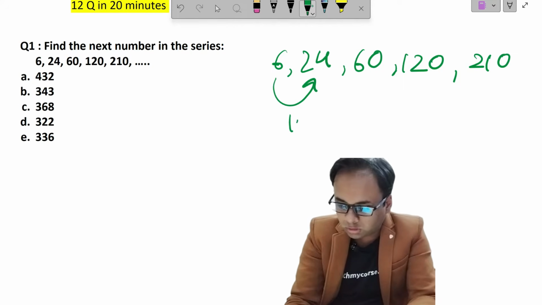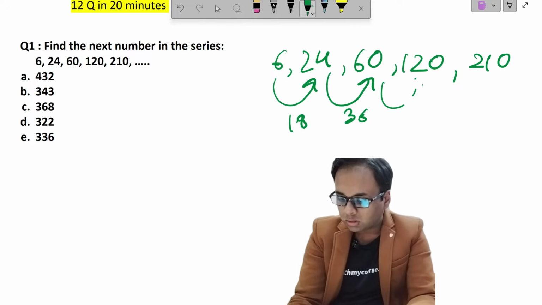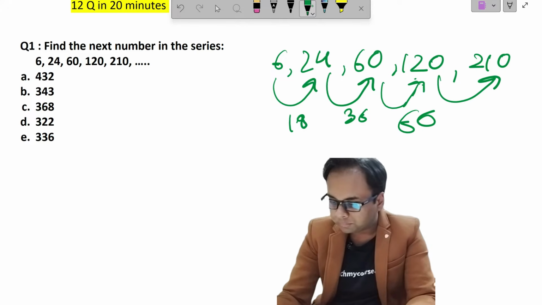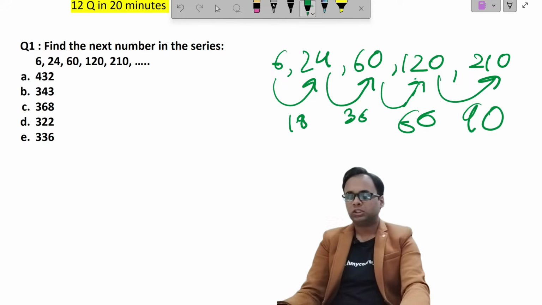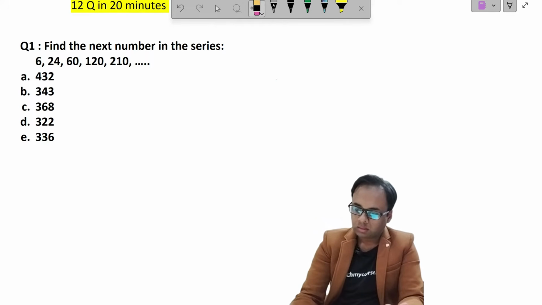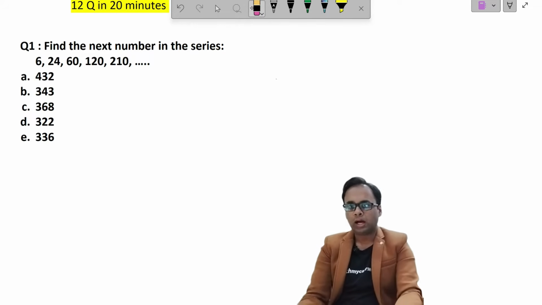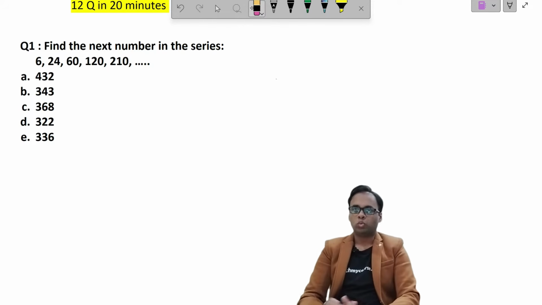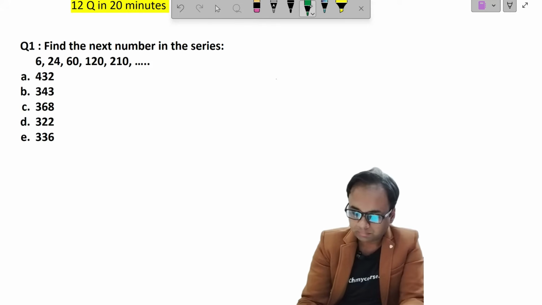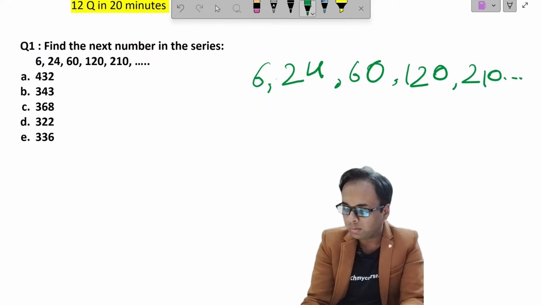If you see, the difference between 6 and 24 is 18. The difference between the next two is 36. The difference between these two is 60. The difference between these two is 90. I don't see any sort of pattern in this, so this cannot be the addition series. Now is it some sort of square series? I mean, are they following squares of some numbers? The series is 6, 24, 60, 120, 210.